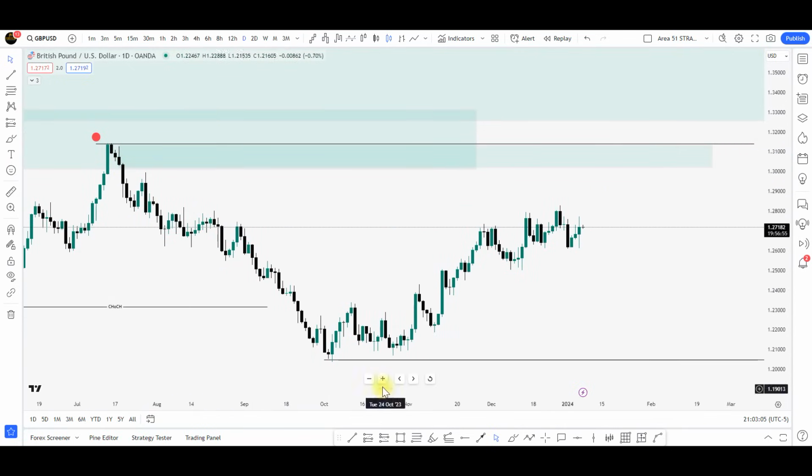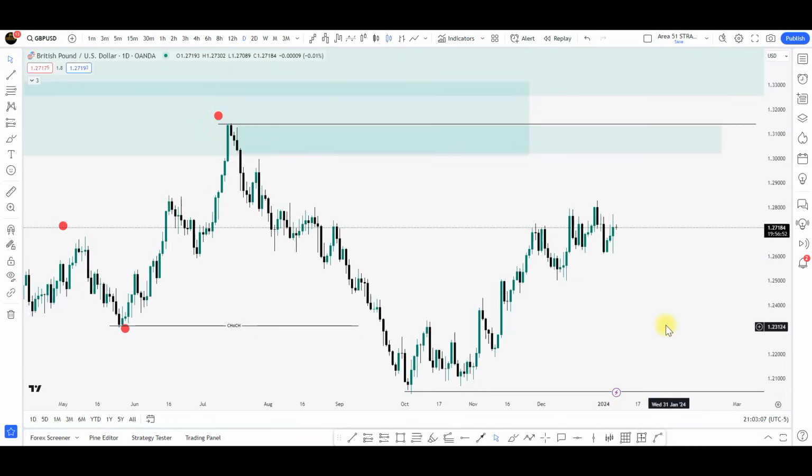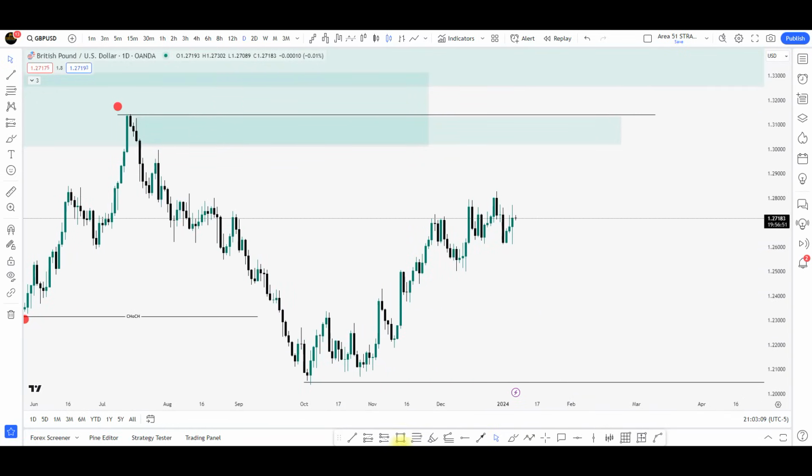So now what we're looking into is the daily time frame, where we have to look at the order flow. We can see that this order flow, price already tapped on it or reversed from it. We can see this order flow already being mitigated by these moves.